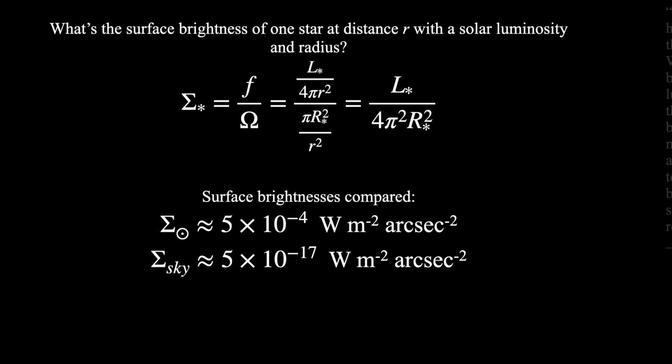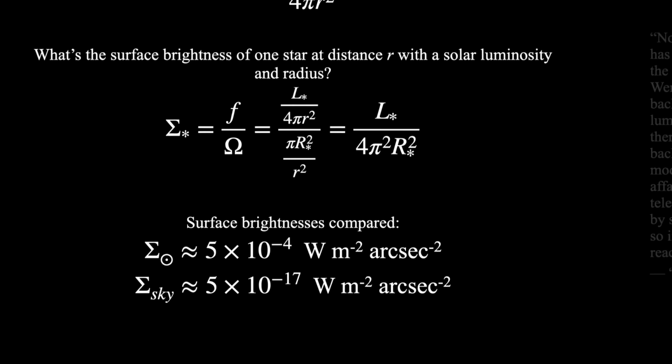The surface brightness of the sun, sigma sub sun, is about 5 times 10 to the minus 4th watts per square meter per arc second squared. And the surface brightness of the dark night sky is 5 times 10 to the minus 17th watts per meter squared per arc second squared. And so our estimate is off by a factor of 10 trillion. So we've got to have something wrong with some assumption somewhere. Let's look at all those assumptions and see where we went wrong.